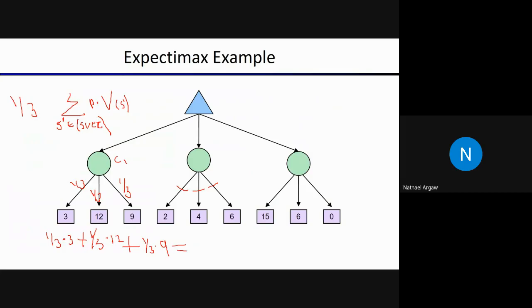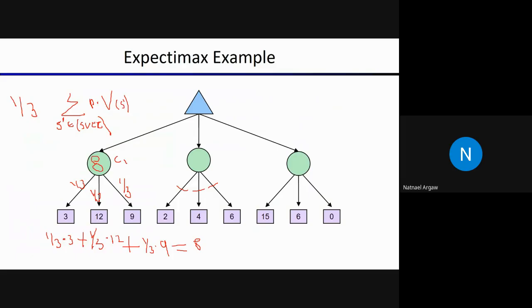So this is equal to, I think it's 24. 24 over 3 is 8. So the expected utility of this chance node is 8. Let's do the second one.